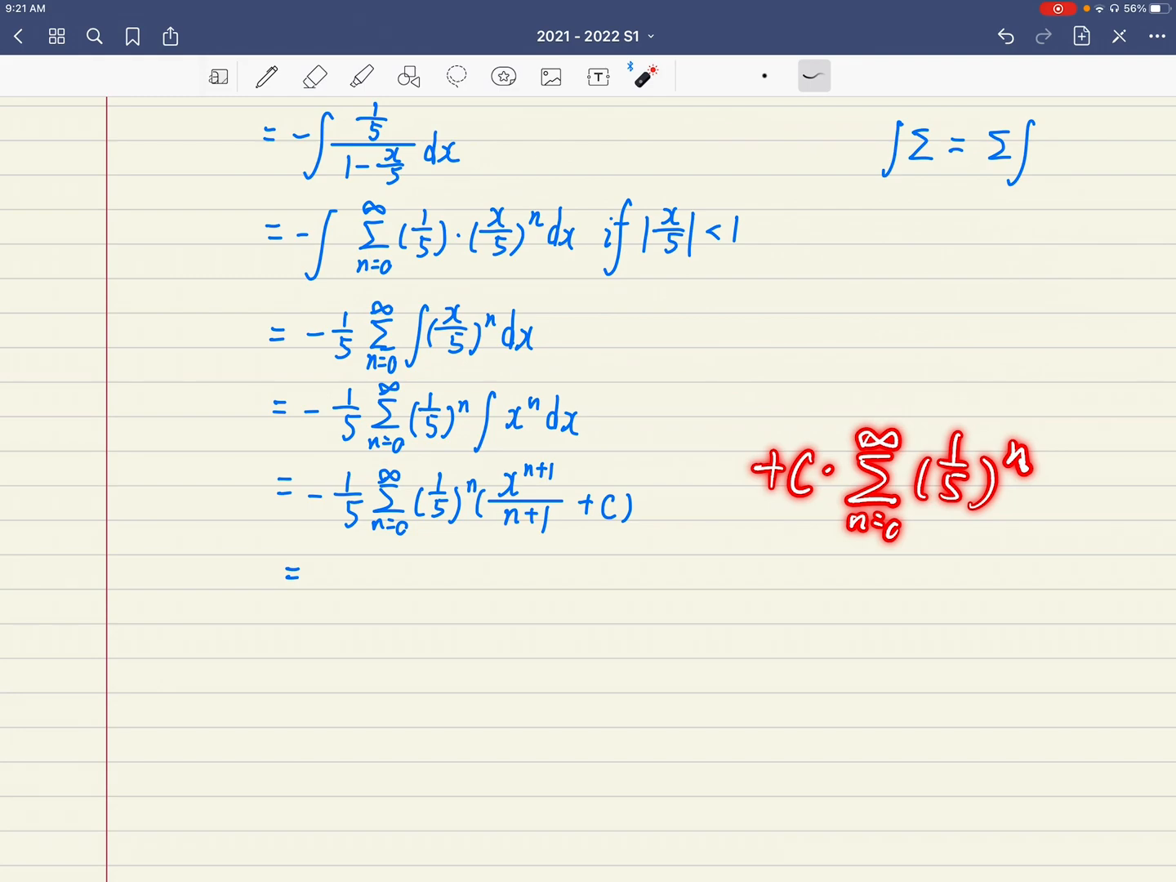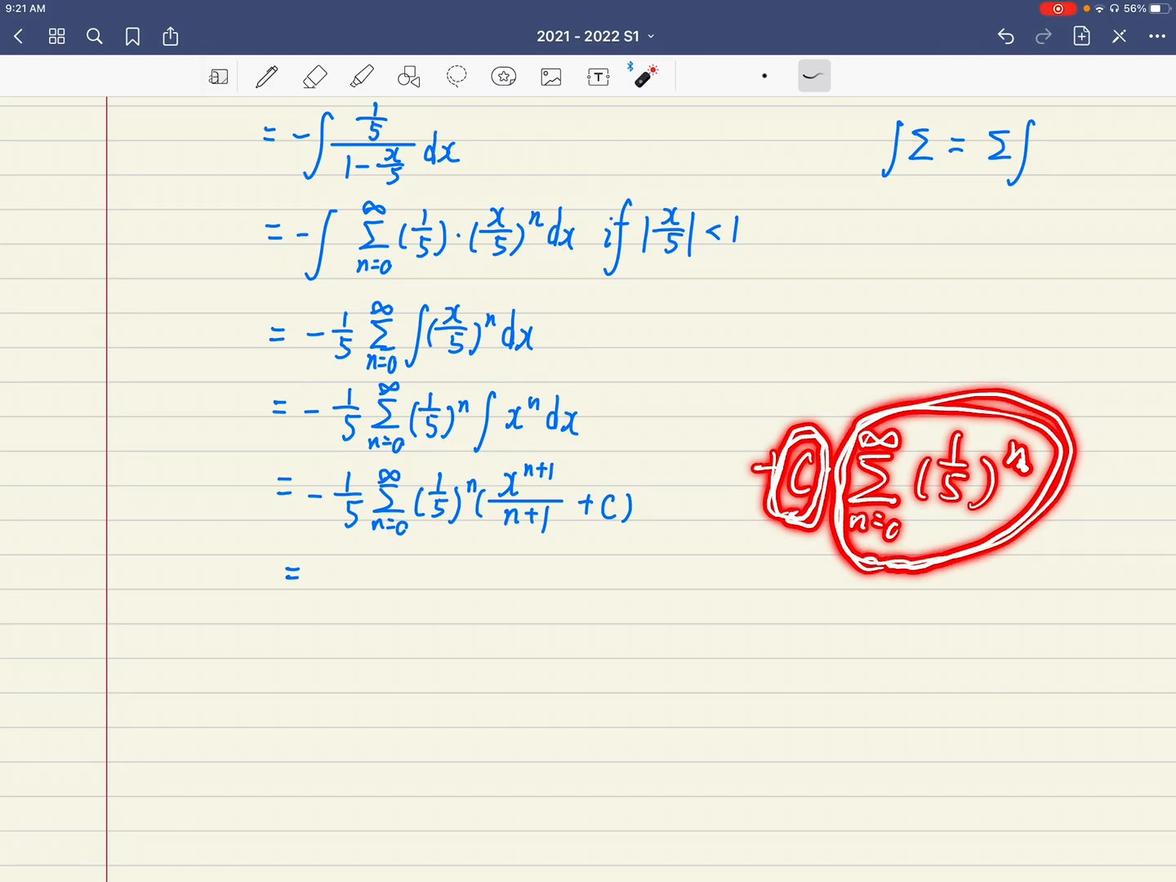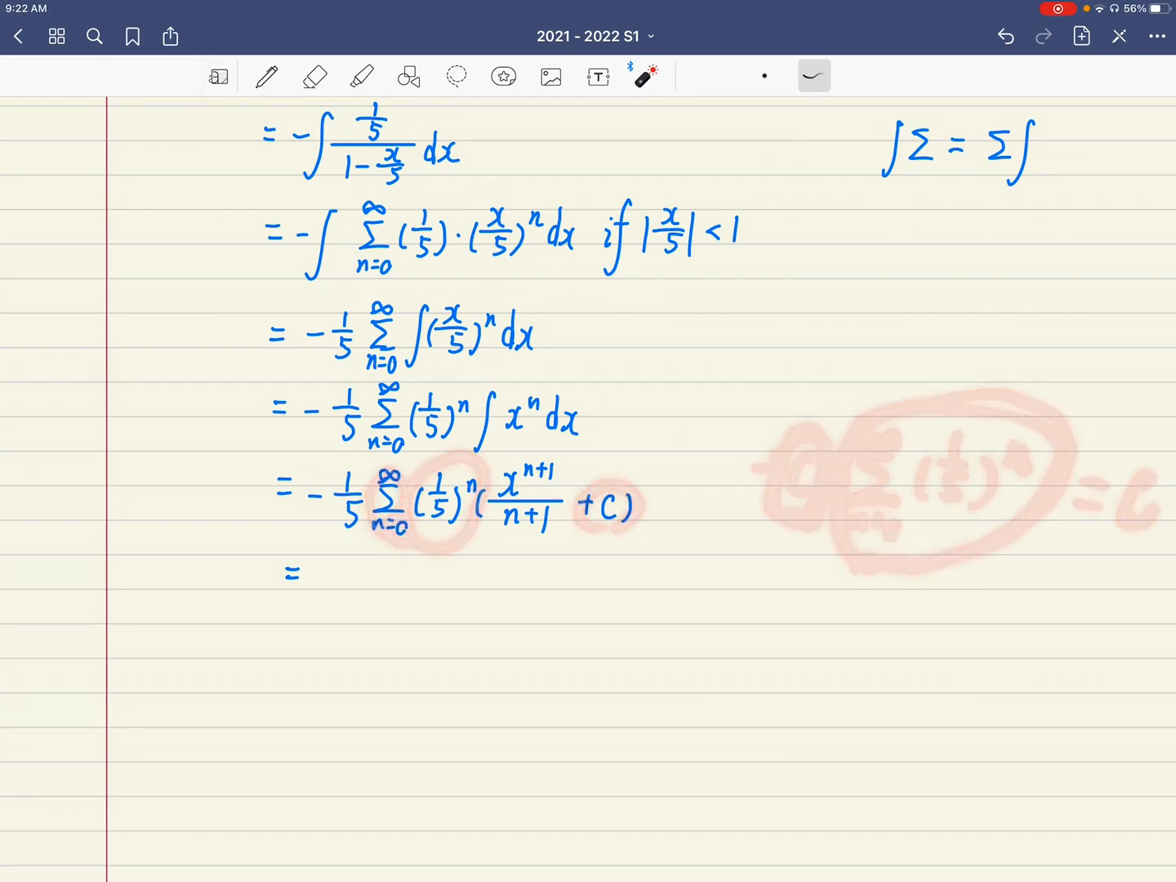Okay? So anyways, this will be a constant, right? This c means an arbitrary constant. An arbitrary constant times a given constant is still an arbitrary constant, right? I randomly give you a constant, multiply a fixed constant, then it's still an arbitrary constant, right? So this c times 1 over 5 to the power of n, and do the summation, the result is still an arbitrary constant. That's why you can just move c out.